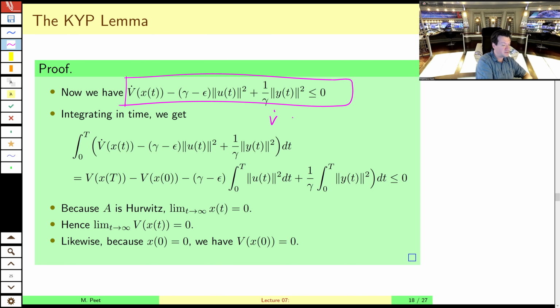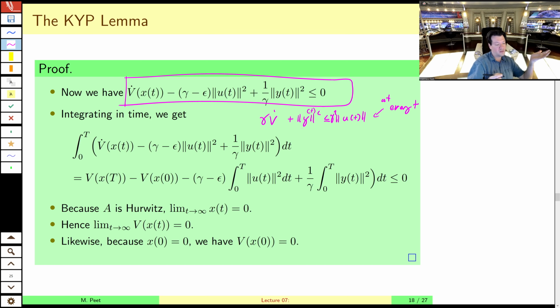So it basically says that v dot plus the norm of y of t is less than or equal to, and here we have over gamma, the norm of u of t. So this says that the size of the output, and here I'll multiply through by gamma, the size of the output squared is less than or equal to gamma times the size of the input at every moment in time. So at every time t.